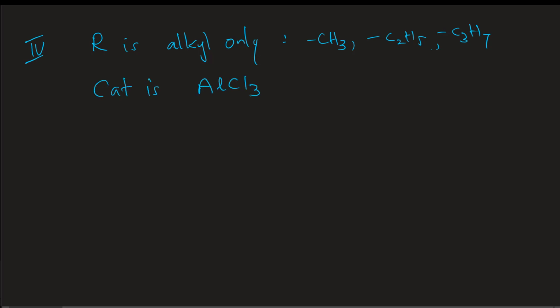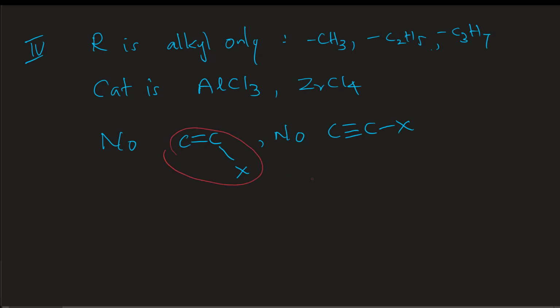Now, the catalyst is aluminum chloride. It's a Lewis acid, and zirconium tetrachloride, titanium tetrachloride, and so on. Lewis acids are good. Even FeCl3 should work, right? The other situation here is that a halide on a double bond or triple bond would not work, because that's a vinyl halide. The vinyl bond cannot be broken. That's what you have in PVC.